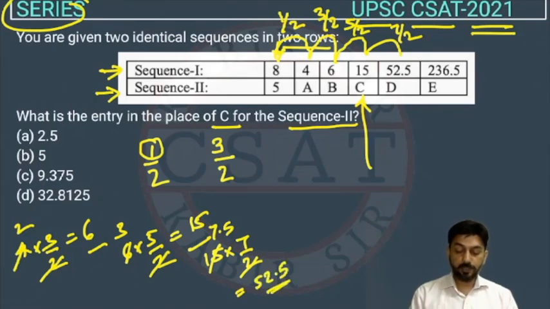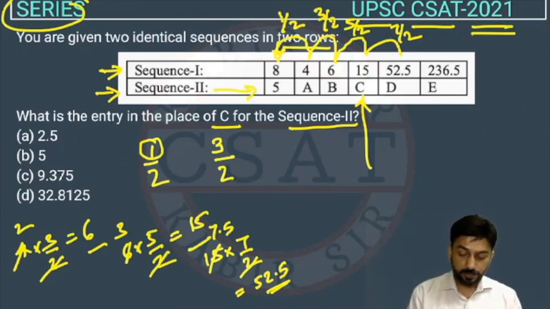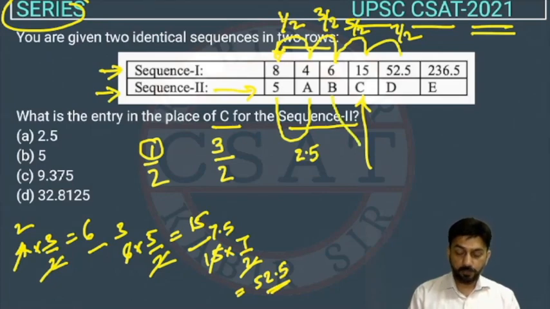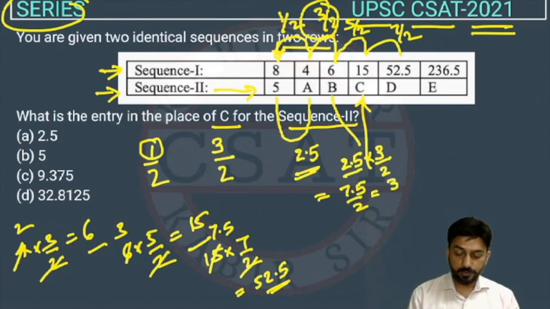So this is correct. Now the same relationship we will apply in this second sequence, right? So this is 5. So A will become how much? This will become 1 by 2 of 5, means 2.5. Now B will become 3 by 2 of 2.5. So 2.5 into 3 by 2, right? So this will be 7.5 by 2, which is 3.75, right?